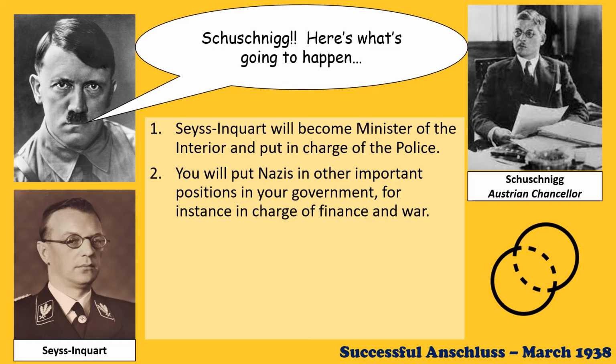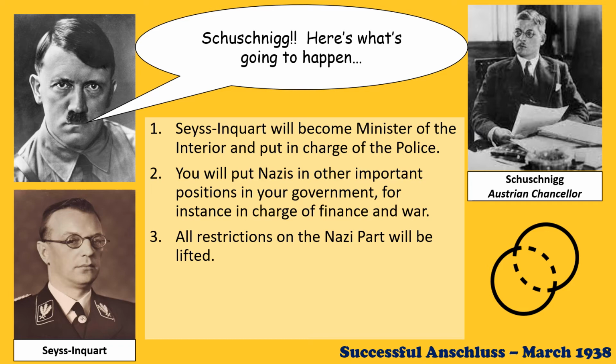But not satisfied with that, Hitler also told Schuschnigg that he needed to put other leading Nazis in other important positions in the government. For instance, ministers of finance and ministers of war. He wanted them to be Nazis as well. He also wanted all restrictions on the Nazi Party to be lifted. And we can understand why those restrictions were in place if we think about the activities of the Nazis in 1934. But Hitler is like, nah, I'm done.